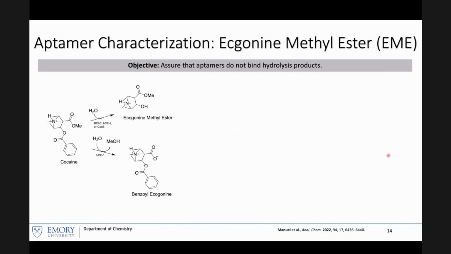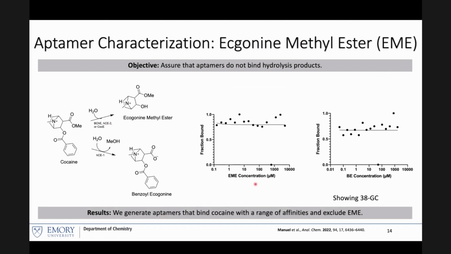And then if you don't forget, we also wanted to show that our aptamers did not bind to hydrolysis products. Again, at this stage in the game, we did not know which enzyme we would use. And so we just tested it with both EME and BE. And just showing one aptamer here, we saw this trend for all of our aptamers, with the absence of that sigmoidal curve. As you can see, we do not get any binding to our byproduct, which was beneficial, and that was exactly what we wanted to see.